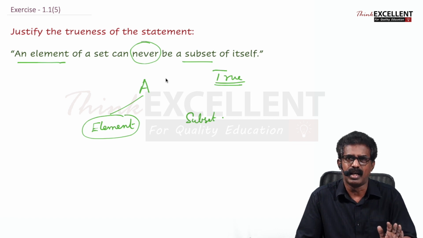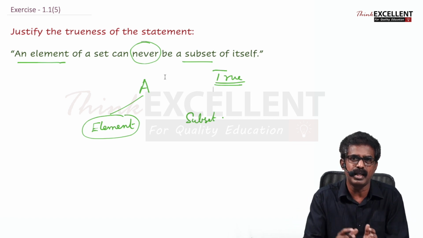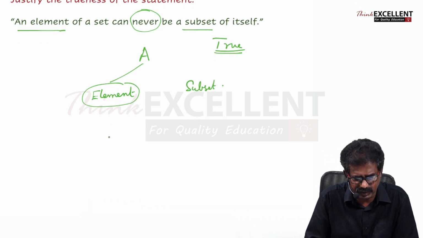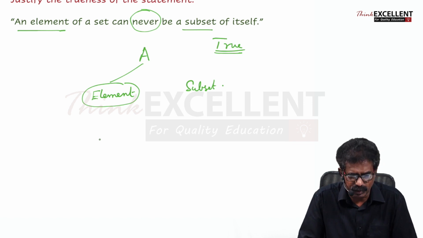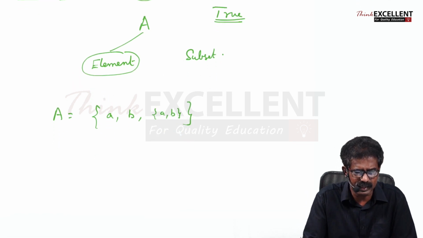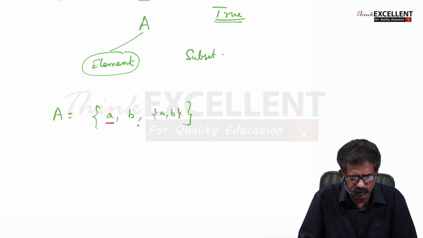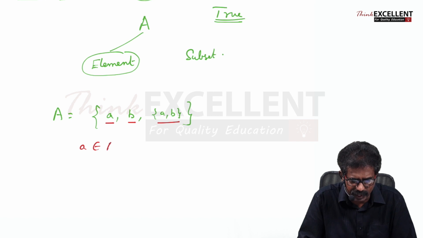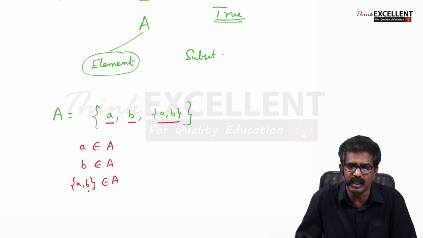It is an element. The other one is a subset. An element cannot be a subset. An element is not a set. For argument, people give some example like this: A, B, AB. So A is a set. This set has how many elements? 1, 2, 3 elements. A is an element of A. B is an element of A. A comma B is an element of A. It is not a set, okay?